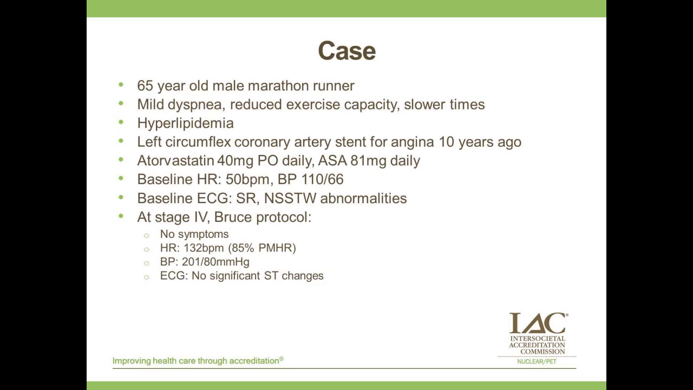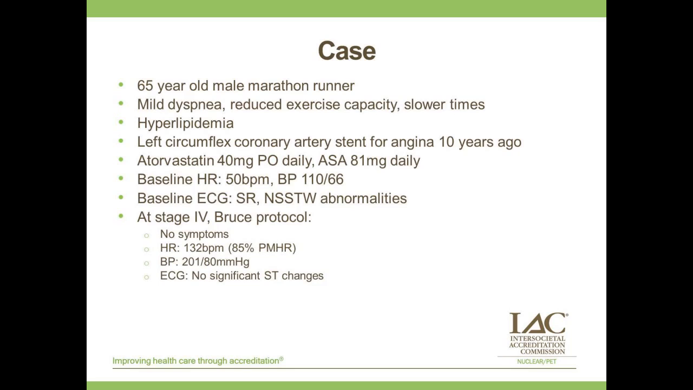His baseline heart rate was 50 beats per minute and blood pressure 110/66. The baseline electrocardiogram showed sinus rhythm, nonspecific ST-T wave abnormalities. By stage 4 of a Bruce protocol, which is 12 minutes or about 13 METs, a pretty high functional capacity, he had no symptoms, he had hit 85% of his predicted maximal heart rate, and his blood pressure was 201/80. His electrocardiogram showed no significant ST segment changes.